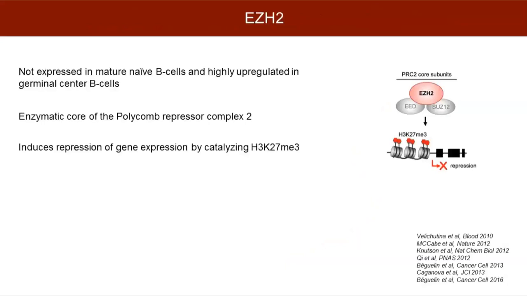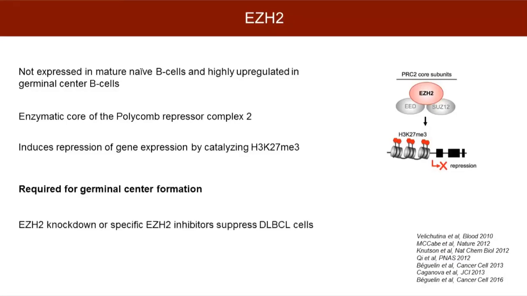EZH2 is a core component of polycomb repressive complex 2 that methylates lysine 27 of histone 3 to generate H3K27 trimethylation, a histone mark associated with gene repression. EZH2 is absolutely required to form germinal centers. Conditional deletion of EZH2 results in failure to form germinal centers. And its knockdown or specific EZH2 inhibitors suppress B-cell lymphoma growth.